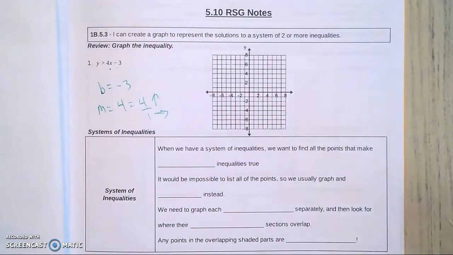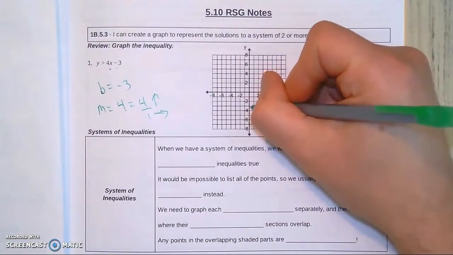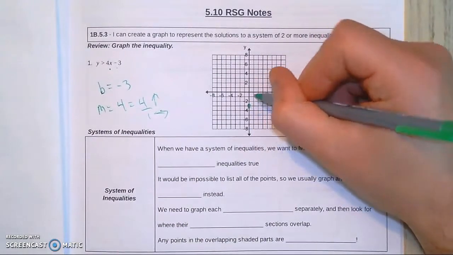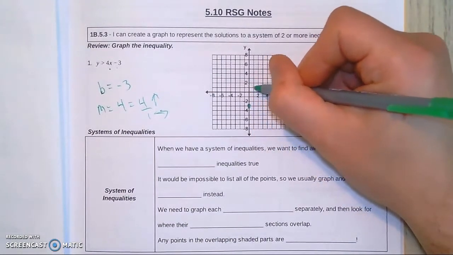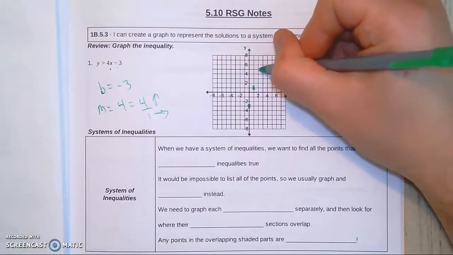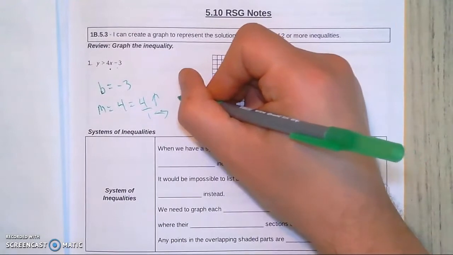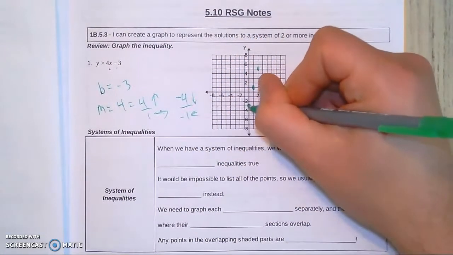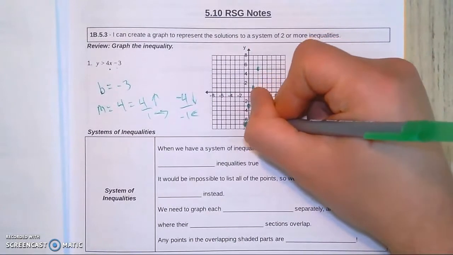Now the y-intercept, -3, gives us a starting point right there. The slope tells us to move up 4, 1, 2, 3, 4, and right 1. We can do that a few more times. 1, 2, 3, 4, right 1. Remember, you could even go double negative and go down and left. So I can go down 4, 1, 2, 3, 4, left 1.